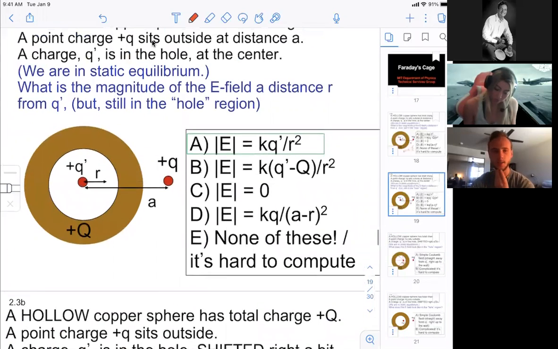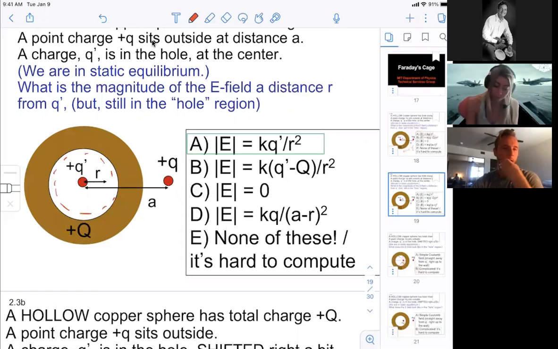When it's on center, let's think about the charge distribution. You're going to have negative charges be attracted by the positive in the middle. So the inner surface is going to be negatively charged, and the outside is going to be positively charged.